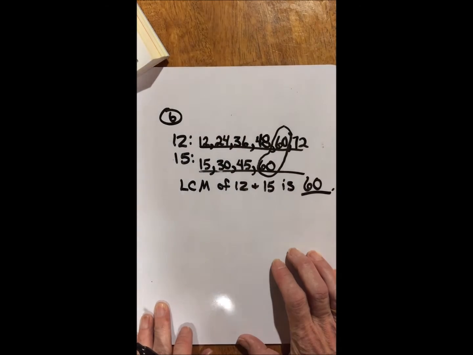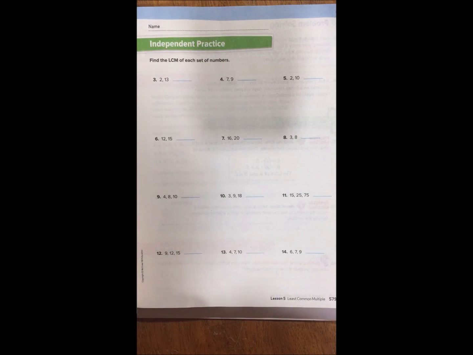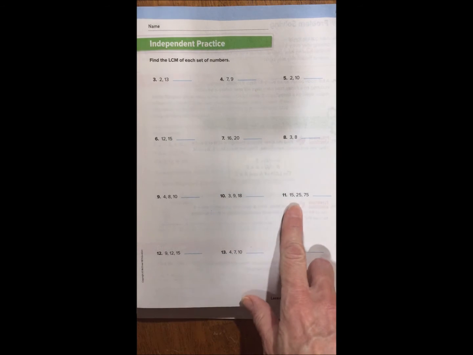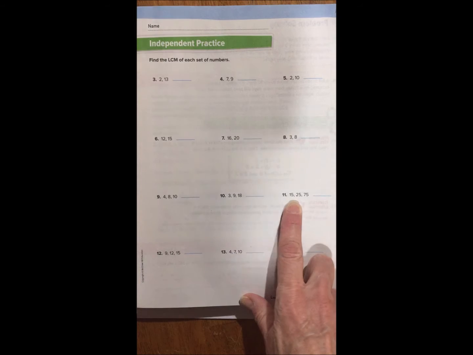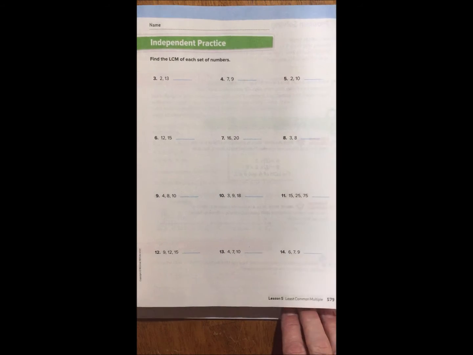All right, you'll be using these for other operations in the future. So let's go on. Number 11 is where I want to start. We have three numbers we're comparing, 15, 25, and 75. Let's see what that looks like, and let's use our prime factorization method.